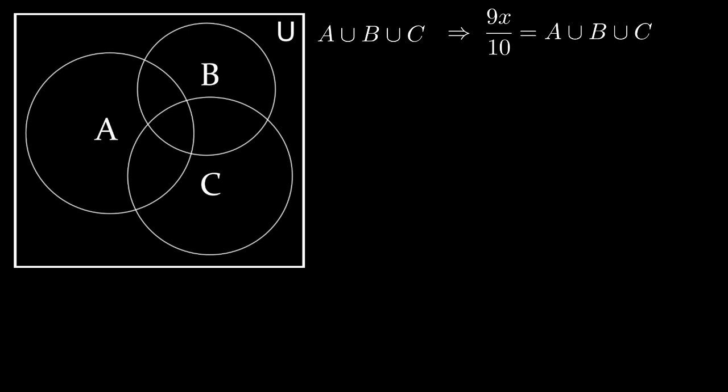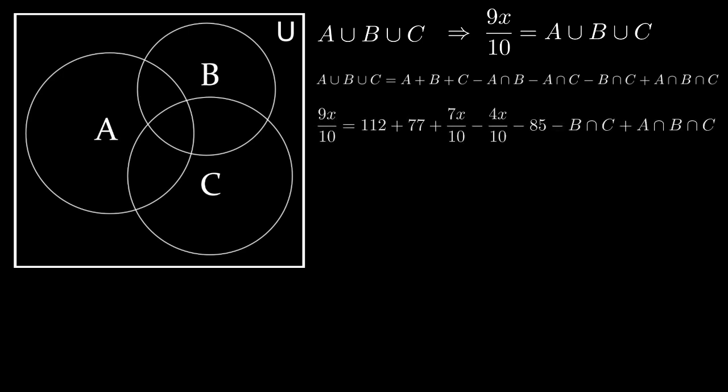And there's a formula that expresses A union B union C in terms of these smaller sets. And that formula is A union B union C equals A plus B plus C minus A intersection B minus A intersection C minus B intersection C plus A intersection B intersection C. So we plug in the initial conditions and we get 9X over 10 equals 112 plus 77 minus 7X over 10 minus 4X over 10 minus 85 minus B intersection C plus A intersection B intersection C.